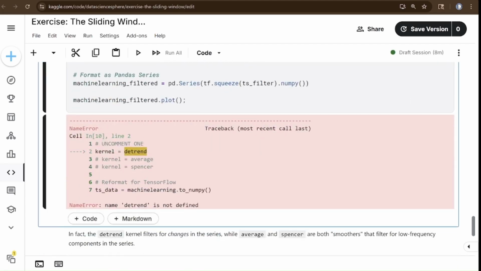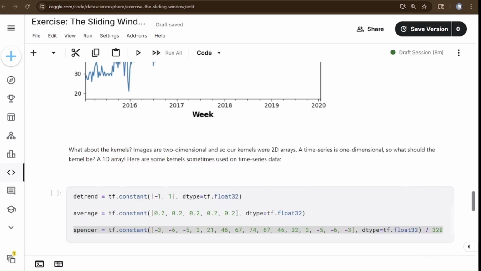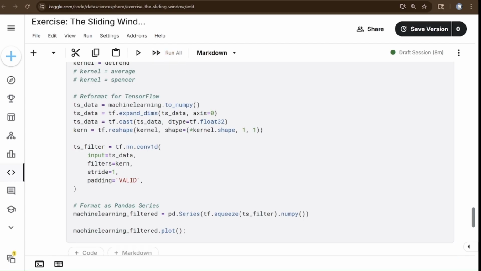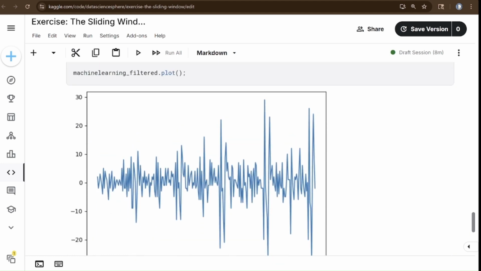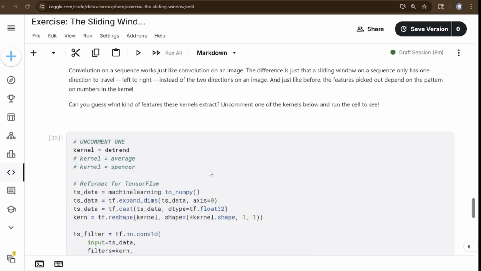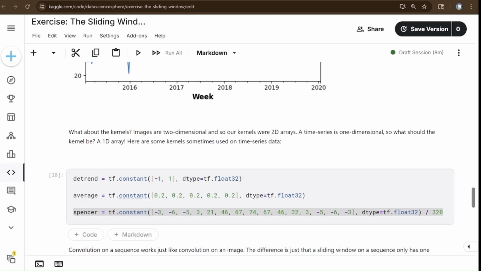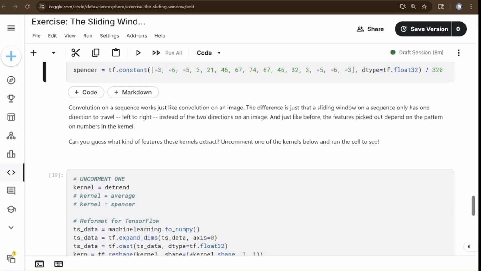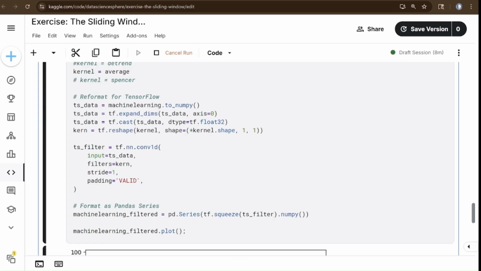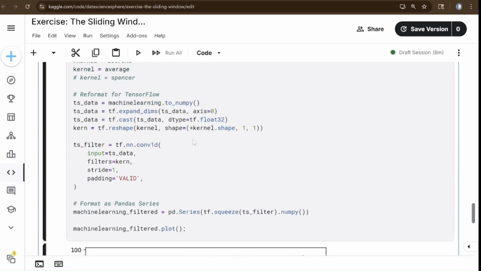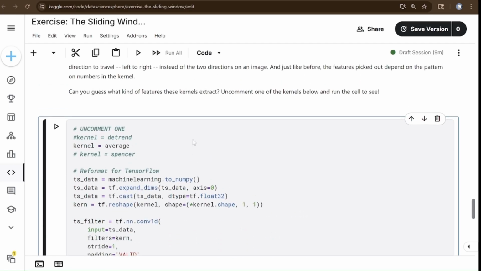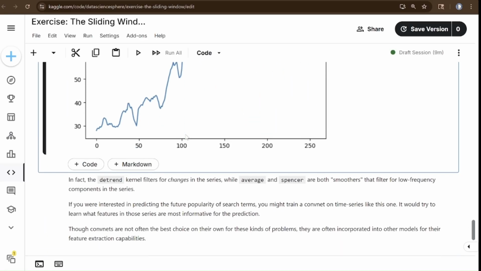Kernel equal to detrend. What happened? Let me run all. Yeah, I missed something. See, this is how it is working. Okay, now the trend means you are actually using this one, -1, 1. Now let's use average. So just comment this, stop this. Now see, now it is working like this. Okay, so you can understand the difference in types of features.